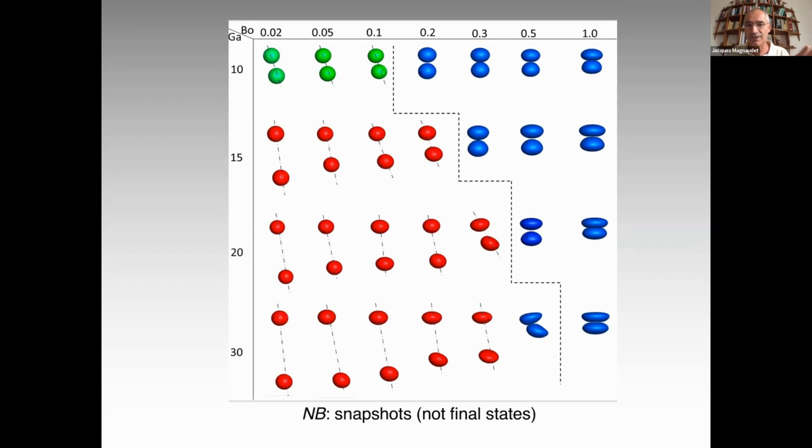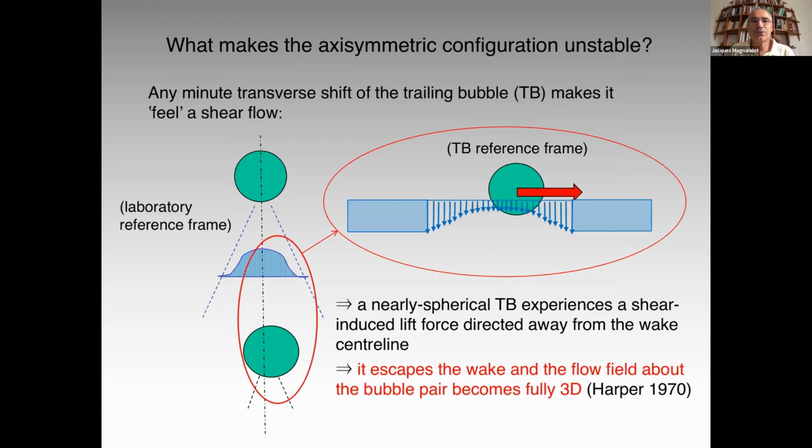But what you notice is that in all red and green cases, the bubble pair is not aligned with gravity anymore. That is, 3D effects are clearly present, and this is totally different from what I told you just before. And the reason why these 3D configurations develop may be understood by considering the stability of the axisymmetric configuration. The mechanism at play here is known for a long time. It was pointed out by Harper some 50 years ago.